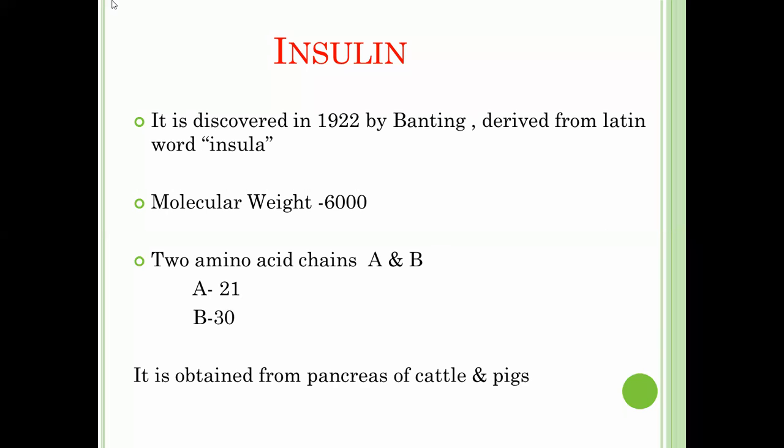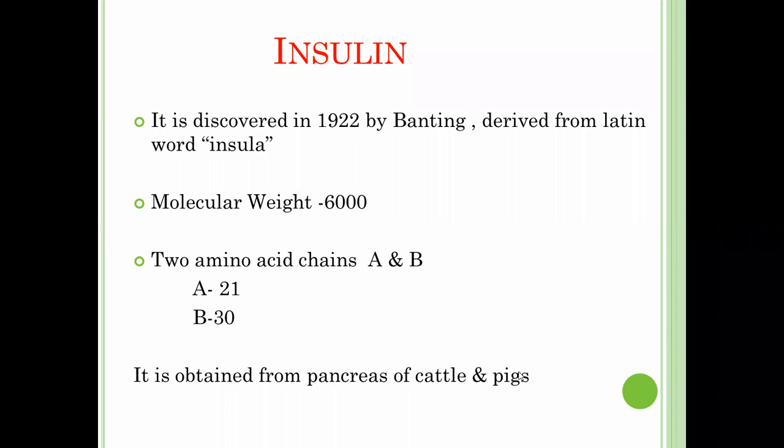It has 2 amino acid chains, A and B, and both the chains are linked by a bond. That bond is known as disulfide bond or disulfide bridge.